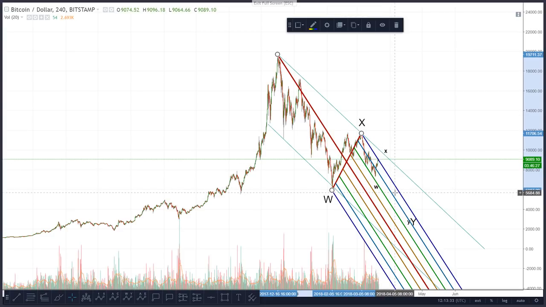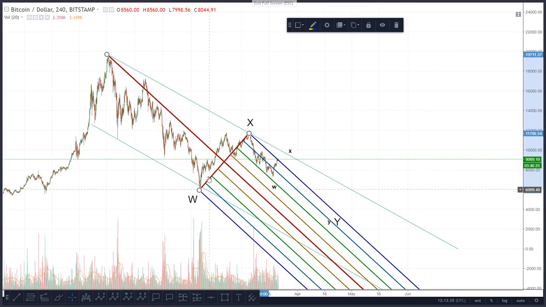Now what the Pitchfork does, it shows you regular turning points. The most important line is this line, which we call the median line. I've drawn it slightly bolder than the other lines here. So this is a very important line, and you may find price coming down to this line eventually. But what it does is it shows good lines of support and resistance.